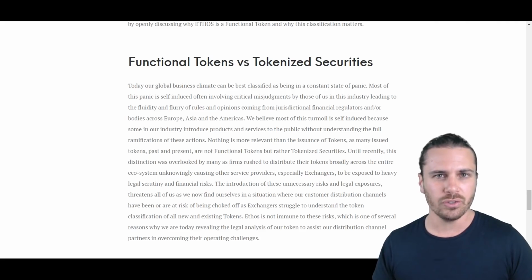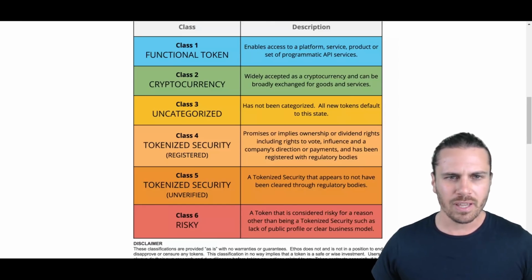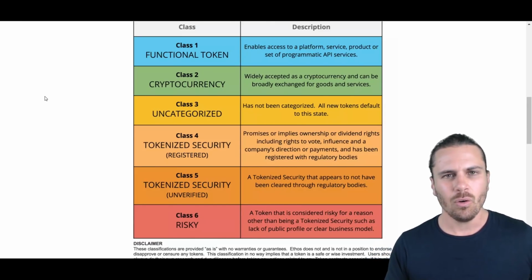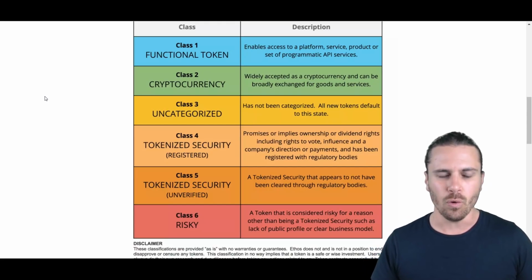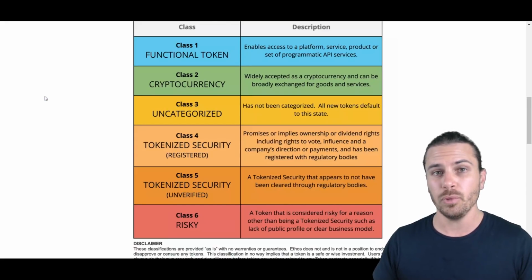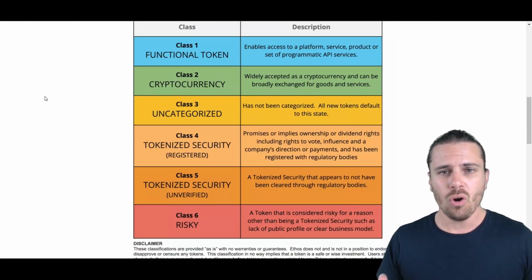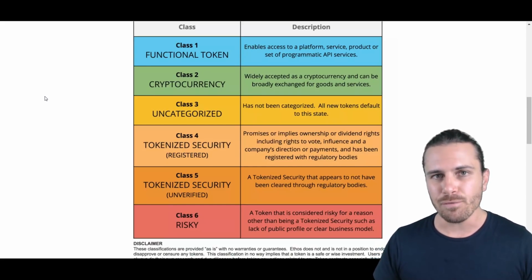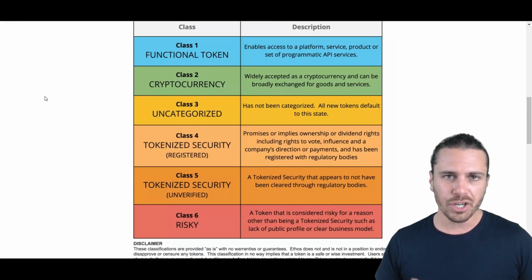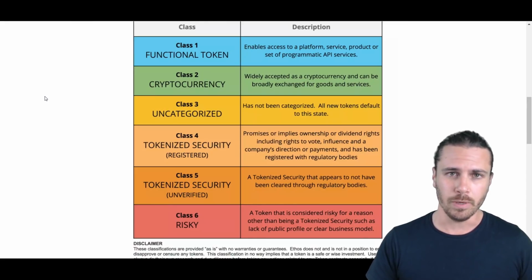What are functional tokens and what are tokenized securities? Now, if we come over here, we can see this table. All we're going to do really is look at class 1 and class 4. So first of all, what is a functional token? A functional token or a functional cryptocurrency enables access to a platform or a service, a product, or a set of programmatic API services. So basically the token is used in the platform ecosystem. Now we're going to go into why this is really important from an investment perspective in just a little bit.